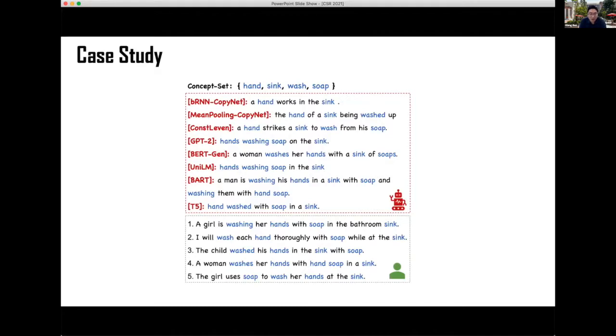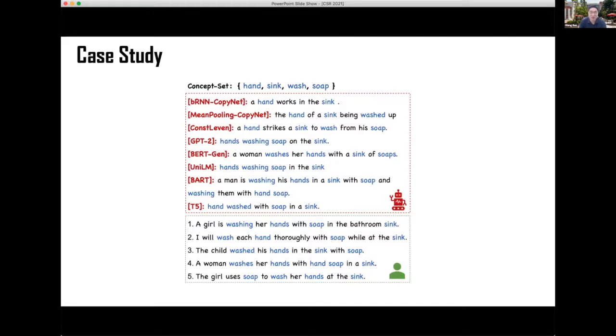Cool. So this is pretty much the problem formulation I just described. The interesting thing I want to show here is how these existing systems, including the CommonGen text sequence-to-sequence model, as well as text autoregressive language models and text-to-text language models, perform on this problem. In this example, you have 4 given concepts: hand, sink, wash, and soap. The first thing we noticed is that almost all of these systems can successfully learn to use all of the concepts in composing a sentence.